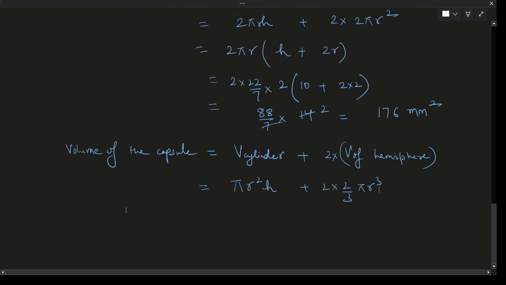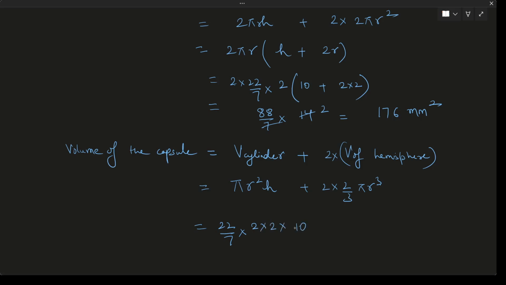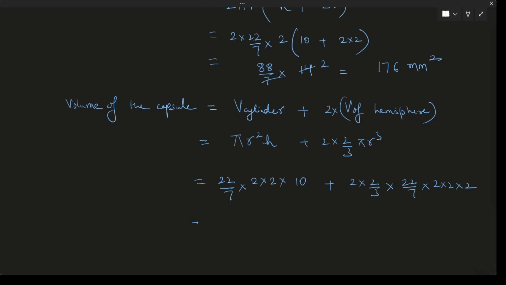Here I will not take anything common, because nothing is going to be cancelled over here if we think of it. Because r is 2, 2 into 2, height is 10. Nothing is cancelled over here. 2 into 2 by 3 into 22 by 7, and r is again 2 into 2 into 2. Clear, students? Now let us solve it.